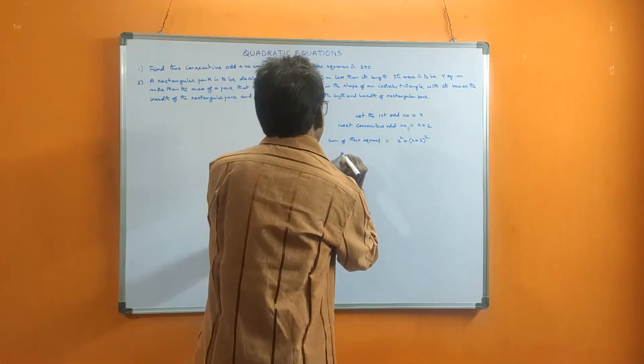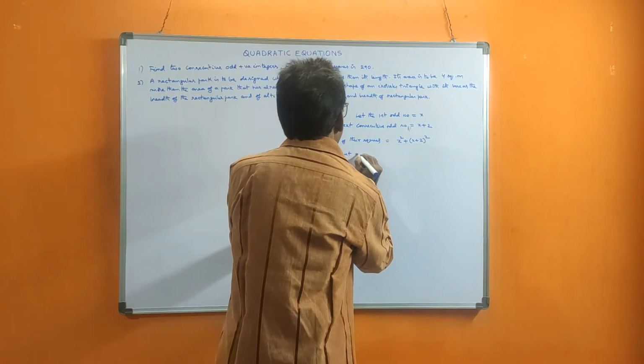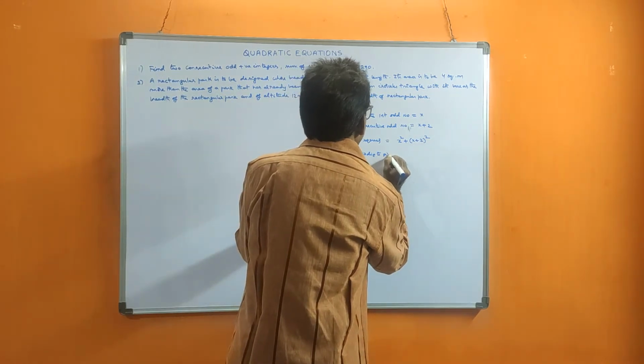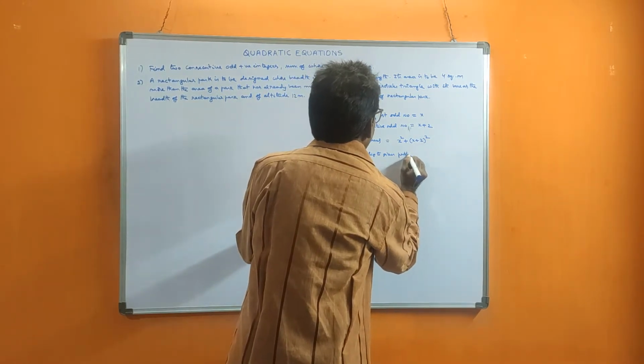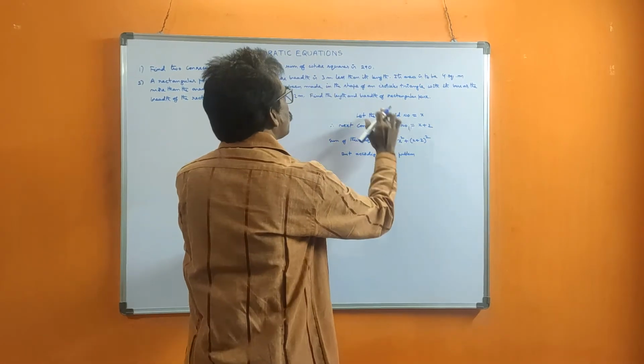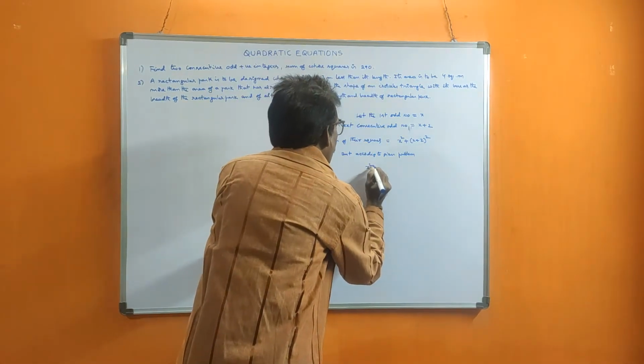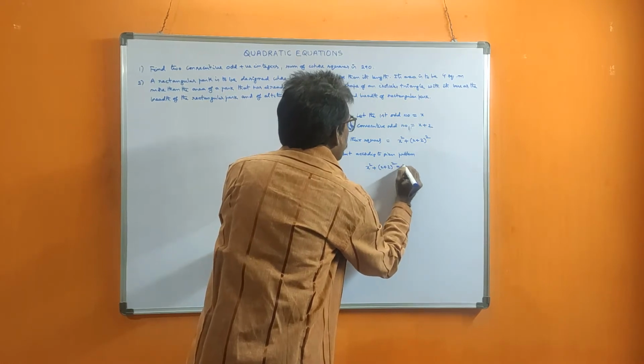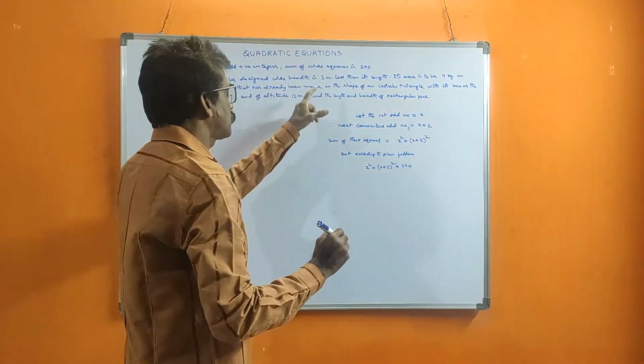But according to the given problem, the sum of the squares is 290. So x square plus (x plus 2) whole square is equal to 290. This is according to the given problem.